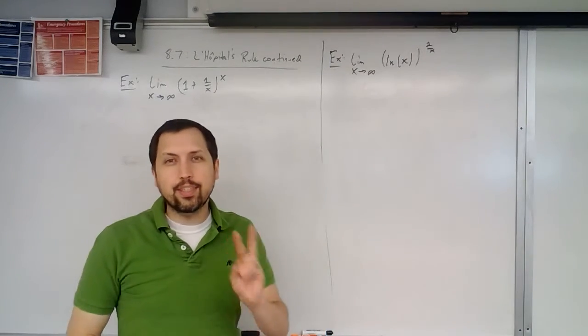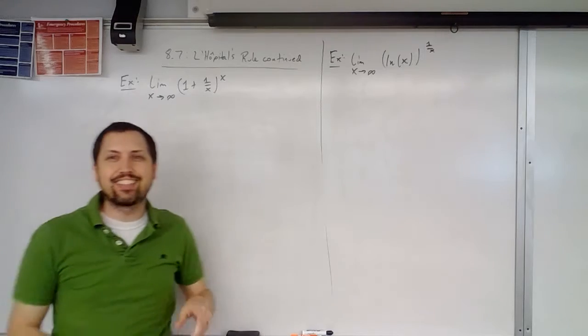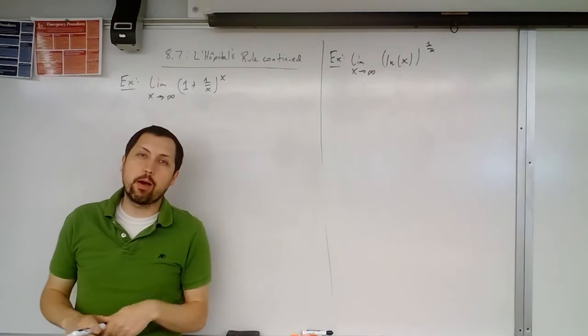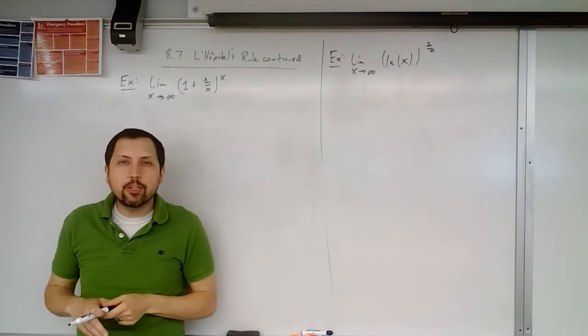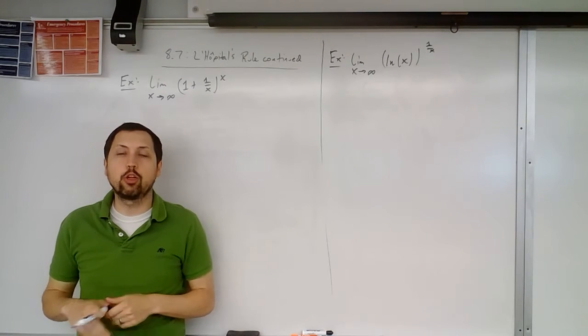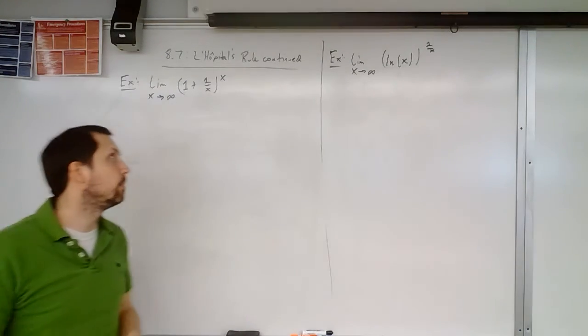Let's take a look at these two examples. So the limit as x goes to infinity of (1 + 1/x)^x. Now this one I already talked about in a previous video. I gave you a fact, but we'd like to figure out how we know that that fact is true. So I'm not going to remind you of the limit. We're going to calculate the limit now by hand.